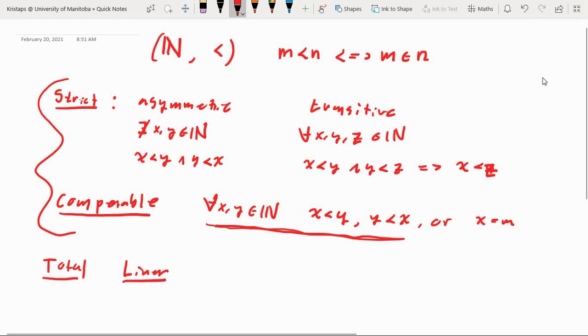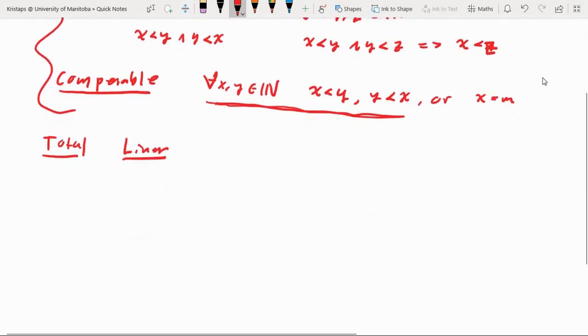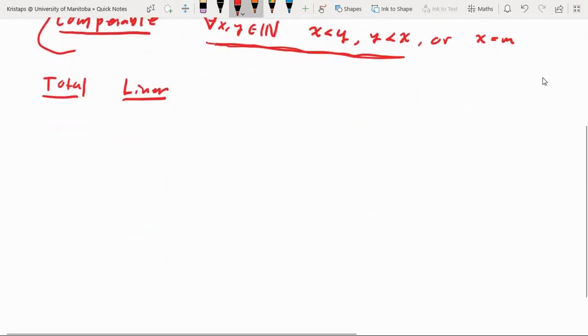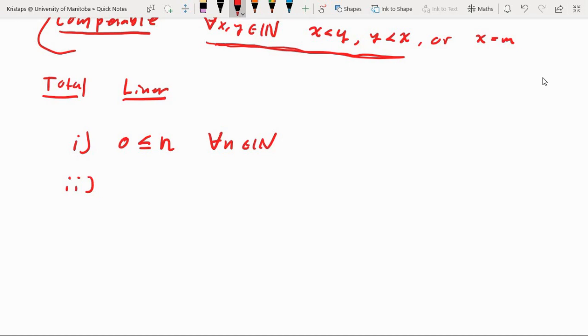So we're going to make heavy use of the lemma that we proved in the last video. Part 1 was that 0 is less than or equal to n for all natural numbers. And the second part of that lemma, which we're going to use a lot, is that if k is less than n plus 1, then this implies that k is less than n, or k is equal to n. And this holds, of course, for all k and n in the natural numbers.